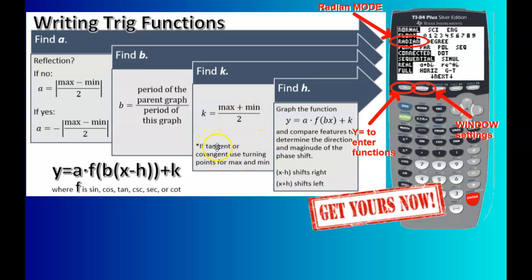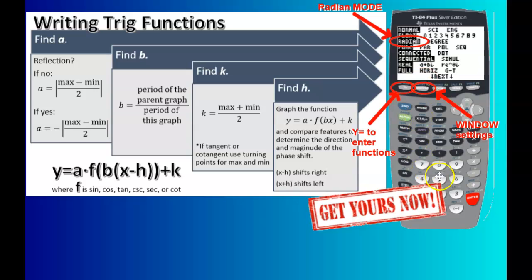If it's a tangent or a cotangent function, remember those parent graphs do not have relative or absolute extrema, so instead you would use your turning points for that wiggle shape that goes either increasing for tangent or decreasing for cotangent. And then to find the phase shift, that's the h, we're going to graph the function and compare the features to determine the direction and magnitude of the phase shift, remembering that x minus h shifts the graph to the right, x plus h shifts the graph to the left.